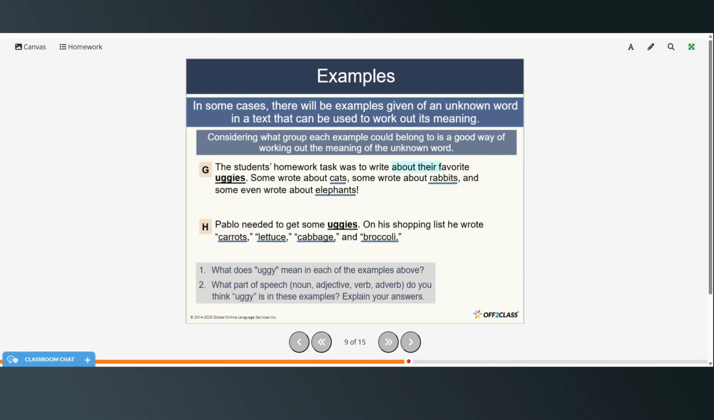And then Pablo needed to get some Uggies. On his shopping list, he wrote carrots, lettuce, cabbage, and broccoli. So here, Uggy is probably a type of vegetable or vegetables. And we can work that out because this list of things that he wrote down are all vegetables, so that's what they have in common. So these would be the definition of an Uggy. And here Uggy is also used as a noun.